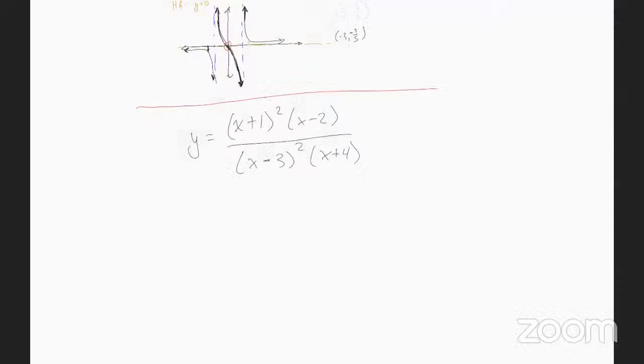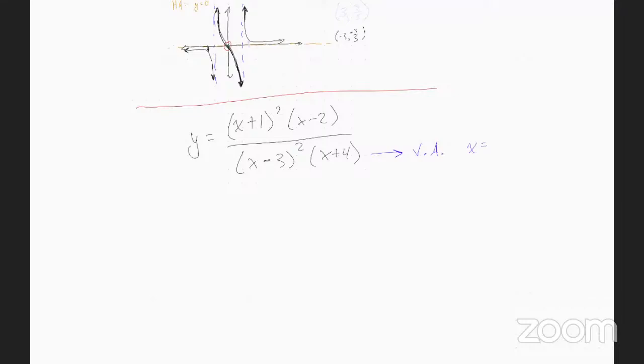If the bottoms, so this is in factored form, it's a rational function. The denominator helps you find your vertical asymptote. So wherever those equal zero are your vertical asymptotes. So it's x equals 3 and then x equals -4. Those are my vertical asymptotes.